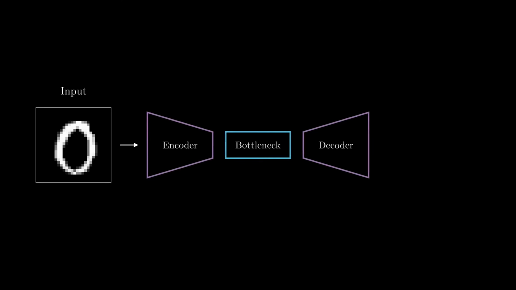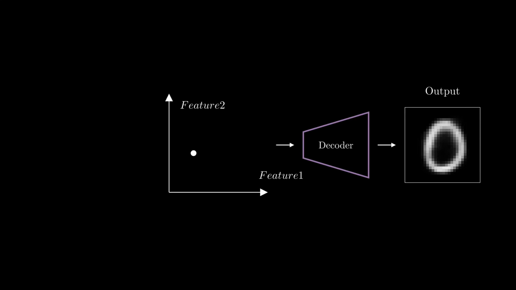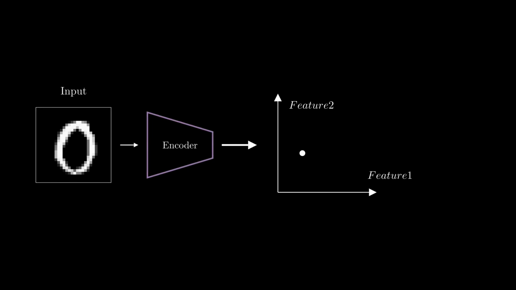Training an autoencoder focuses on minimizing the difference between the original data and its reconstructed version. The goal is to improve the decoder's ability to accurately reconstruct the original data from its compressed representation. At the same time, the encoder becomes better at compressing the data in a way that preserves critical information, ensuring that the original data can be effectively reconstructed.